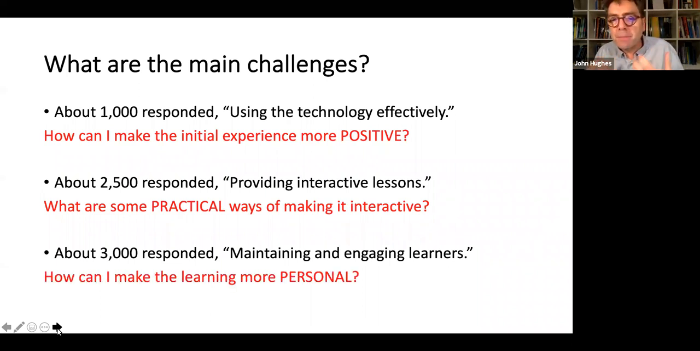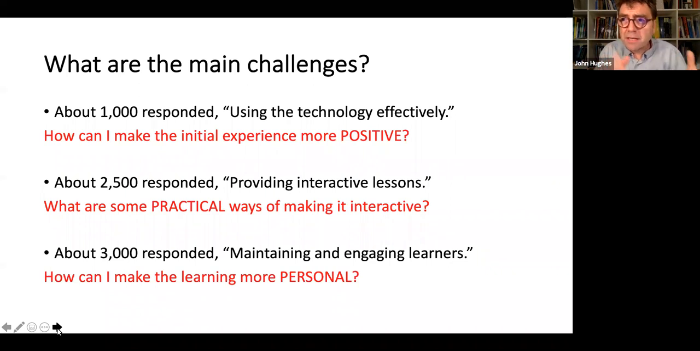And finally, how can I make the learning more personal? I'm saying this because if you've been to my webinars before, when we talk about motivation and engagement, I usually end up talking about personalization, because for me, if I want to engage students and motivate them and keep their interest, I need to personalize the language that we're teaching. And that's something else that needs to come out of today.